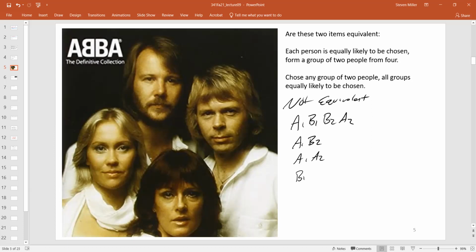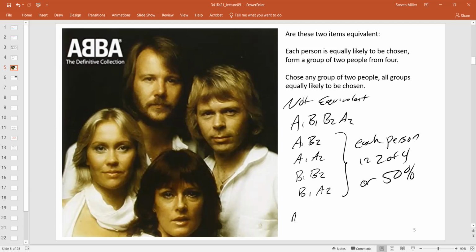So we just keep going to the right. So B1 can be with B2. B1 can be with A2, right? And B2, A2 can't be together because they were married. So I have 4 sets. How often is A1 here? Yeah, each person in 2 of 4 or 50%. And we never have A1, B1 or A2, B2.